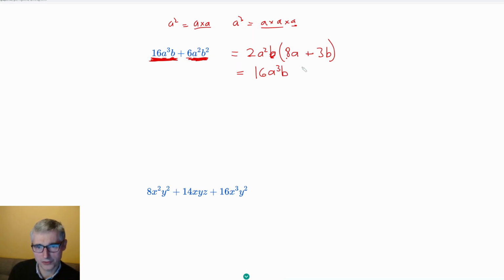And then if we do the second part, so the 2a squared b times 3b, then we've got 2 times 3, which will give us 6, so that's correct. We've got a squared here, there's no more a's to multiply it by, so that just stays as an a squared. And we've got b times b, so that gives us b squared. So we can see that that is correct. So that with the bracket was the correct factorisation.